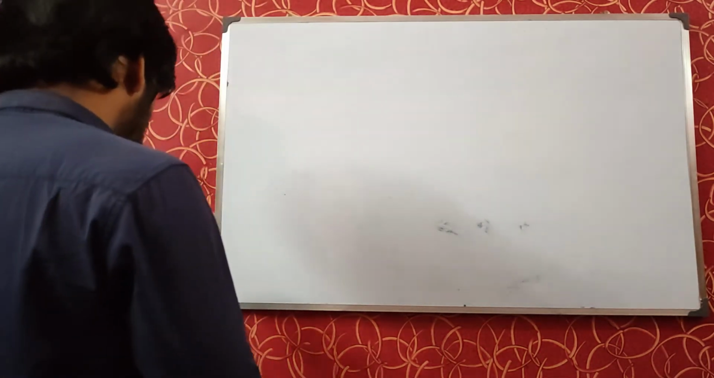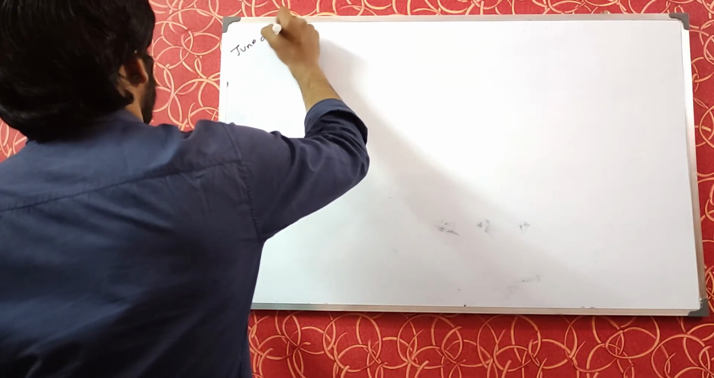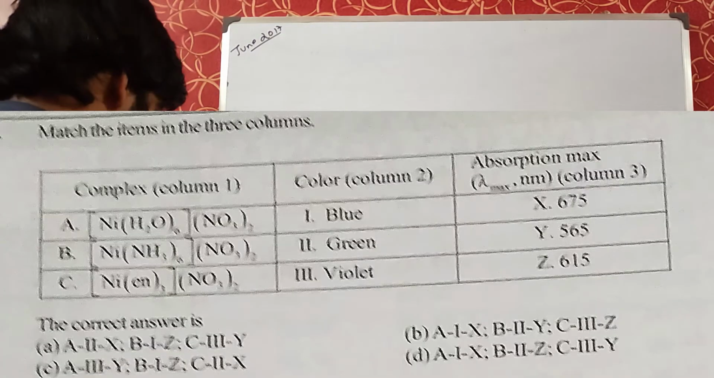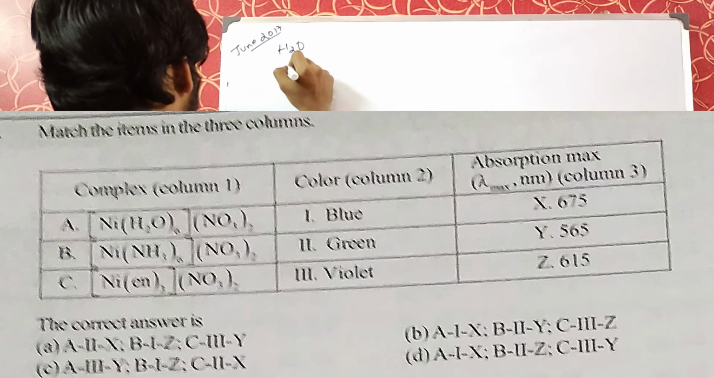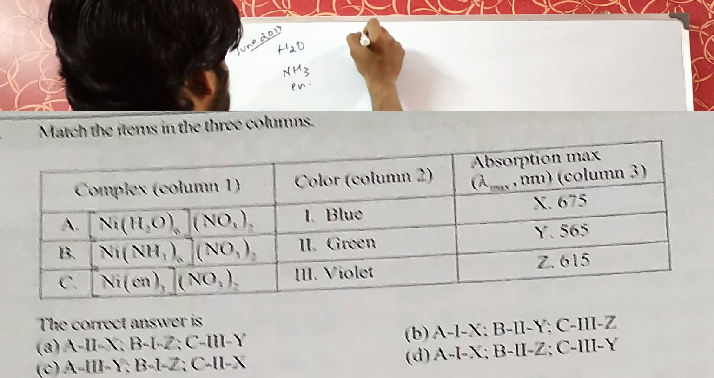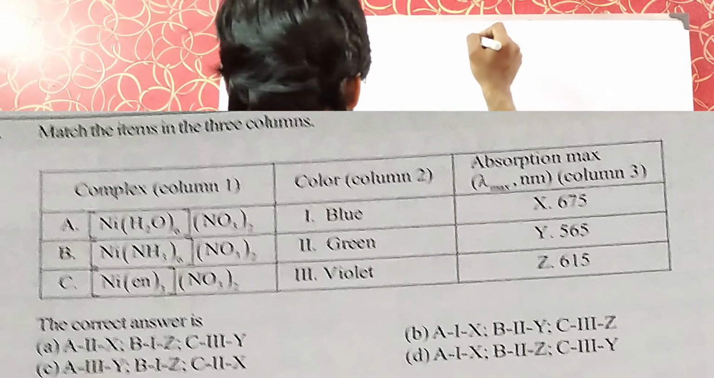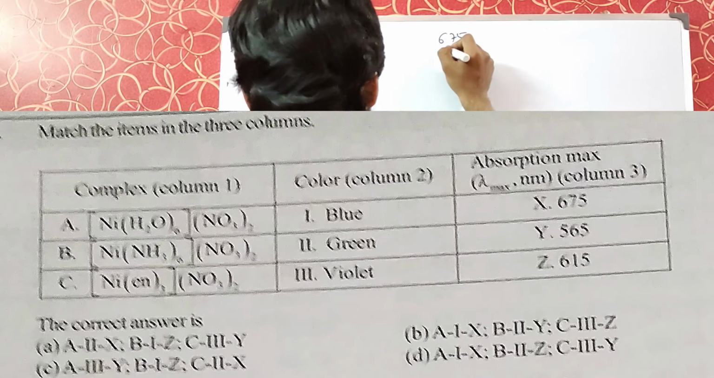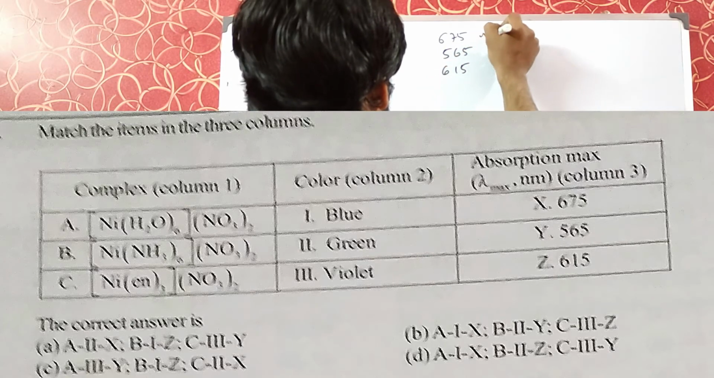Okay, so the next question is from June 2017. And the question says, match the following. You have complexes of water, ammonia, and ethylenediamine. The colors are blue, green, and violet. Absorption maxima are 675, 565, 615, all in nanometers.